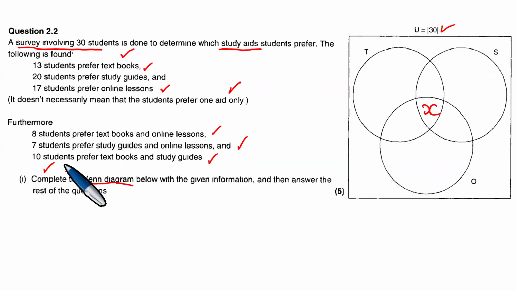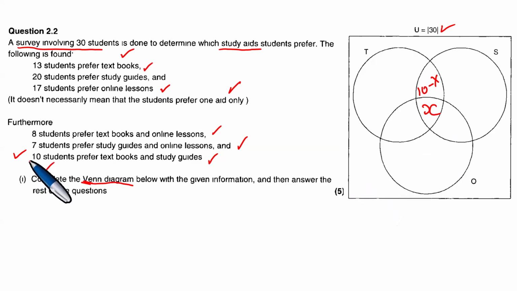Right, if we then say 10 students prefer textbooks and study guides, textbooks and study guides, it's 10. So here we're going to put 10 minus x, because of the 10, 10 minus x. So that 10 minus x plus x will give us exactly 10. Next, as we do the Venn diagram, we continue with our search.